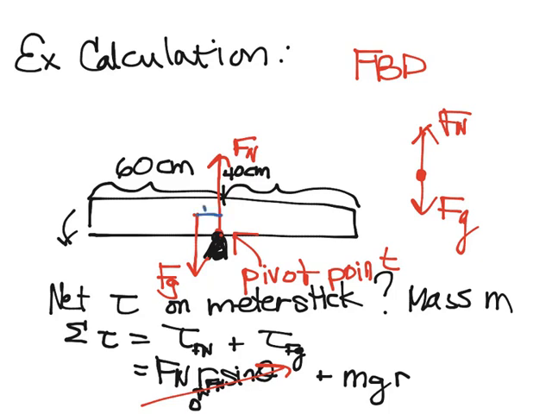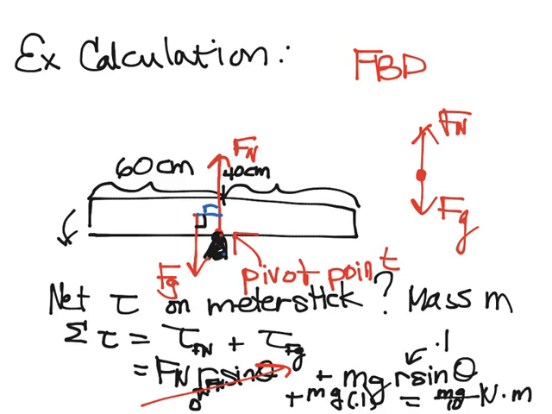So here's our r. You can probably figure out if we have the pivot at 40, then r has to be 10 centimeters or 0.1 meters. And then we have a 90-degree angle here, so we have mgr sine theta. Sine of 90 is 1, so we have just plus mg times 0.1. Our torque will just be mg times 0.1, or mg over 10 newton-meters.